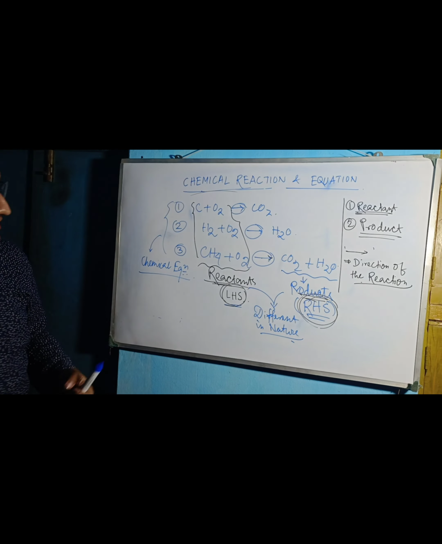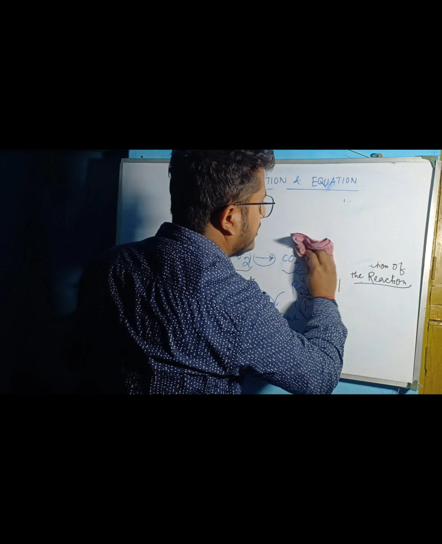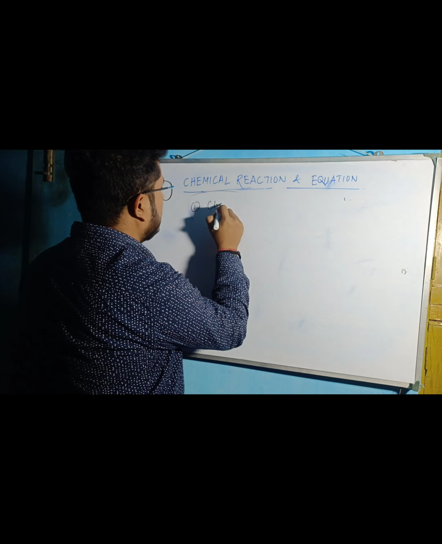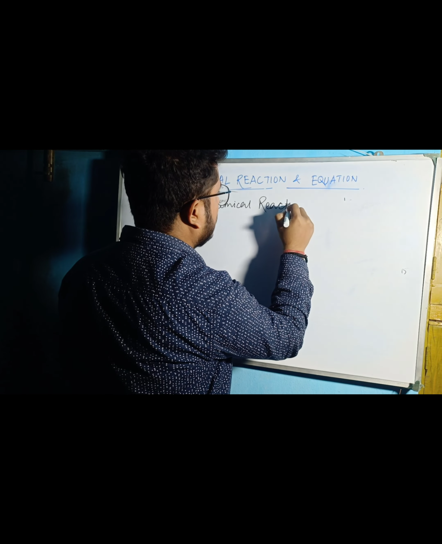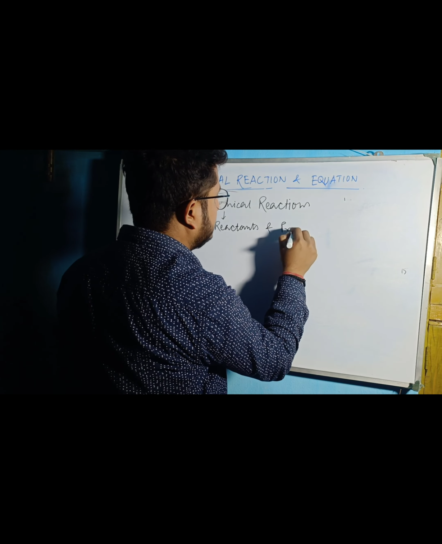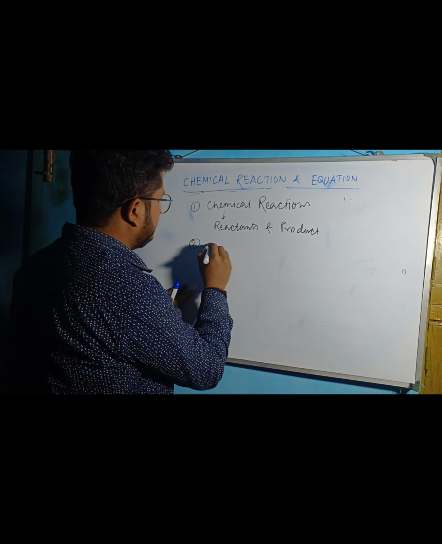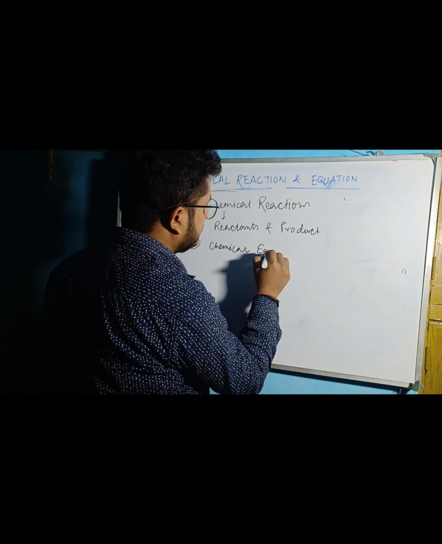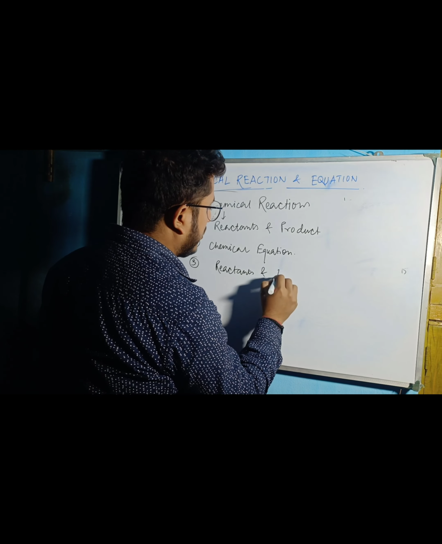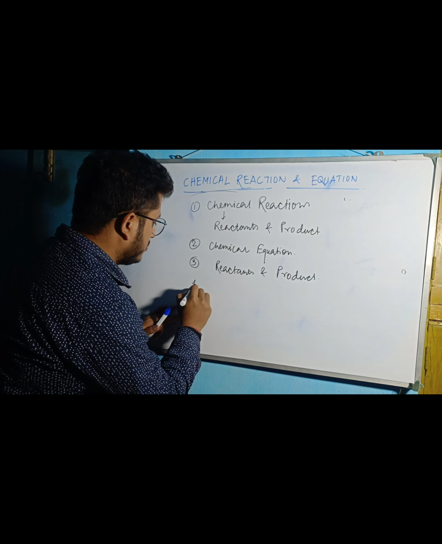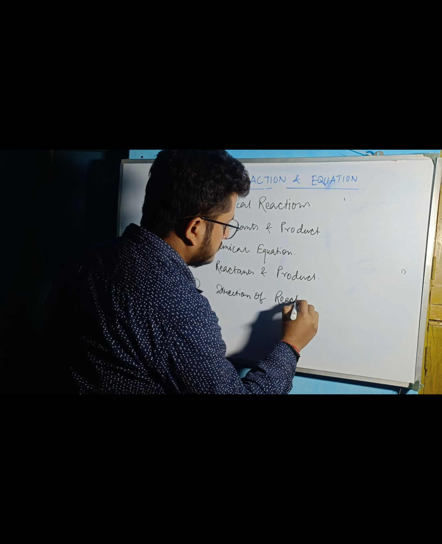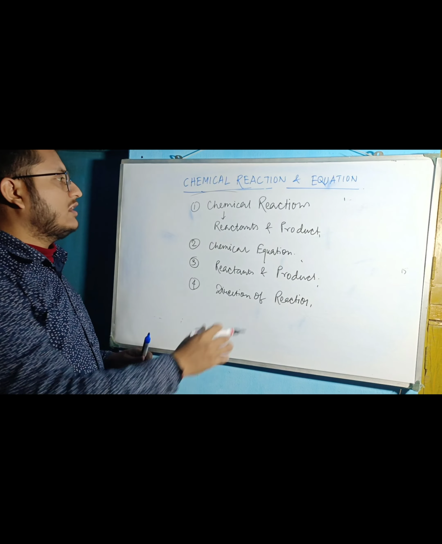So, just a gist of what we have studied till now. First, we talked about chemical reaction, which is nothing but reactants and products. Second, chemical equation. Third, reactants and products. And fourth, direction of reaction. So till now we have studied all of this.